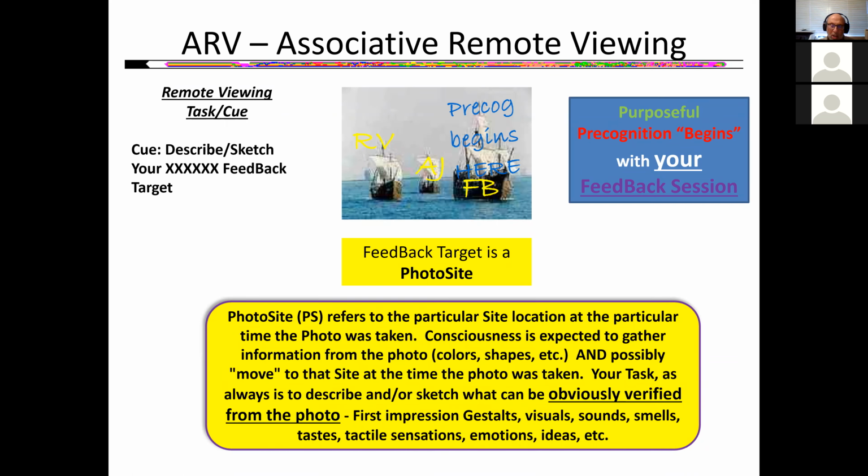So what is obviously verified from the photo? Of course, these include, and what are very important, first impression gestalts. The subconscious seems to pick up the big picture stuff, and I'll be talking more about that. But then all of your other senses are active. Your subconscious mind, if you will, your higher self. I don't know what you're going to call it. The matrix. Ingo Swann called it the matrix.